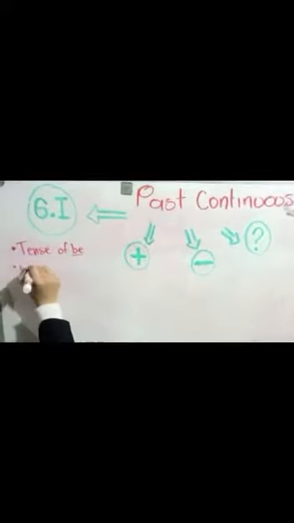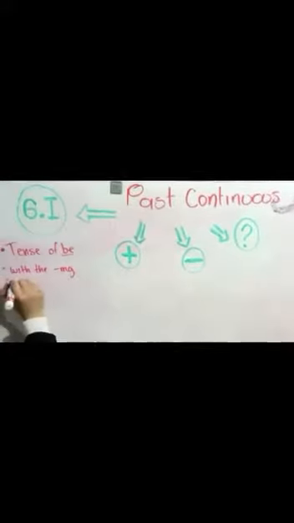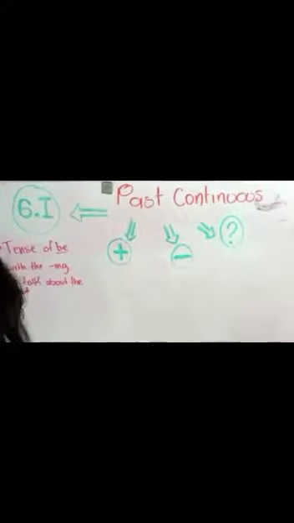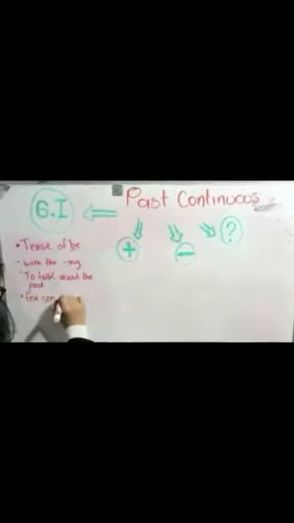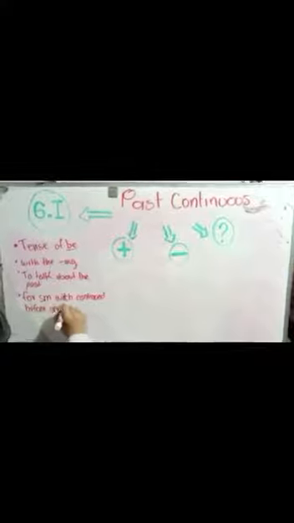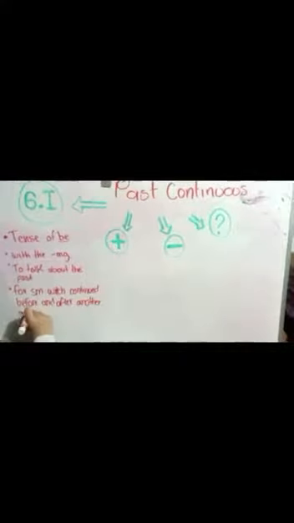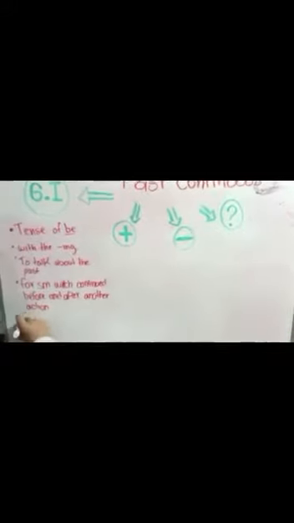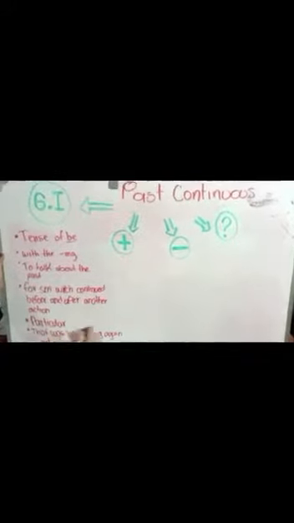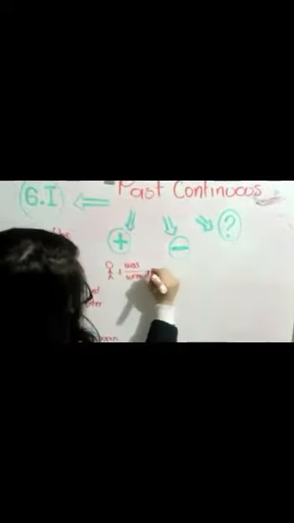Past continuous. We use past continuous for tenses of be with the ing. Sometimes to talk about the past, and including actions which continued before and after another action. And finally, particular situations and situations that were happening again and again.